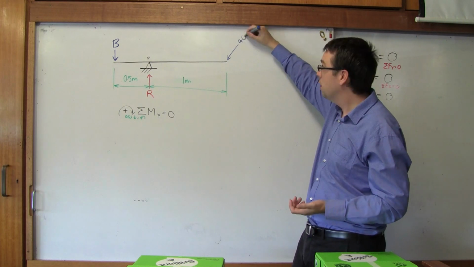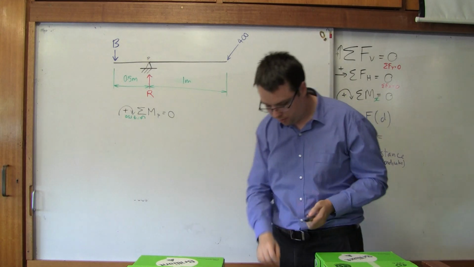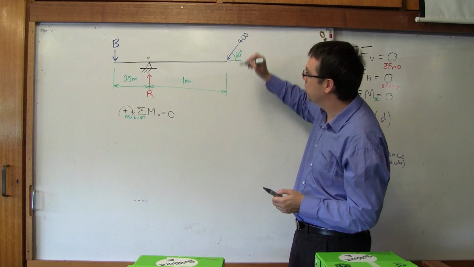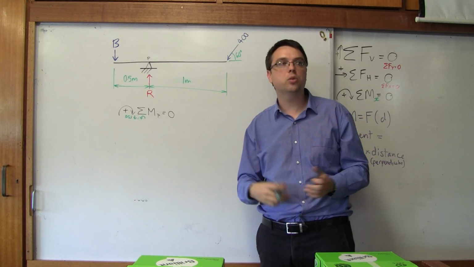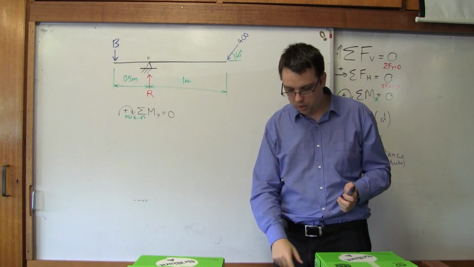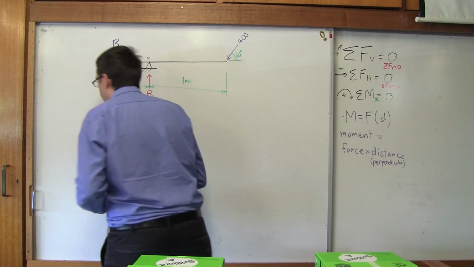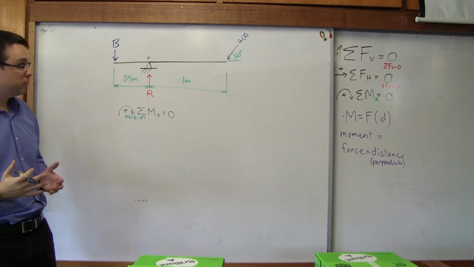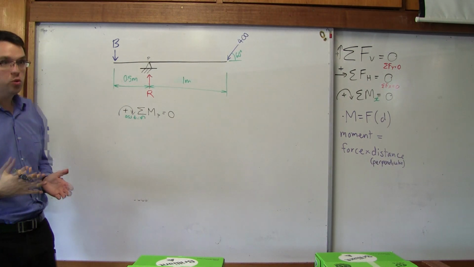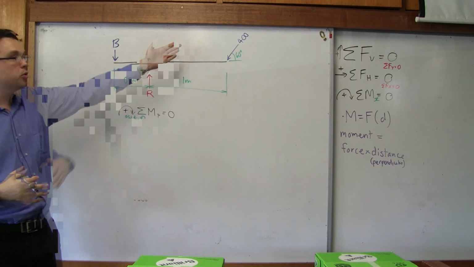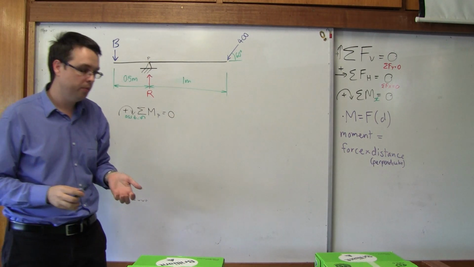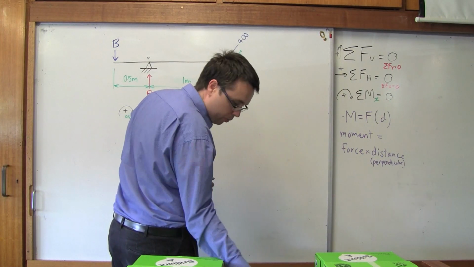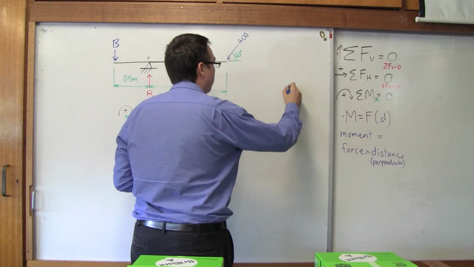Now I have to give an angle. We're going to say 60 degrees, because generally what we're given is 60, 30 or 45 degrees. Now, if we're going to solve this question, there are two ways we could solve it. The first way is we can replace this 40 with two other forces. Let's see what it looks like if we replace the 40 with two other forces.